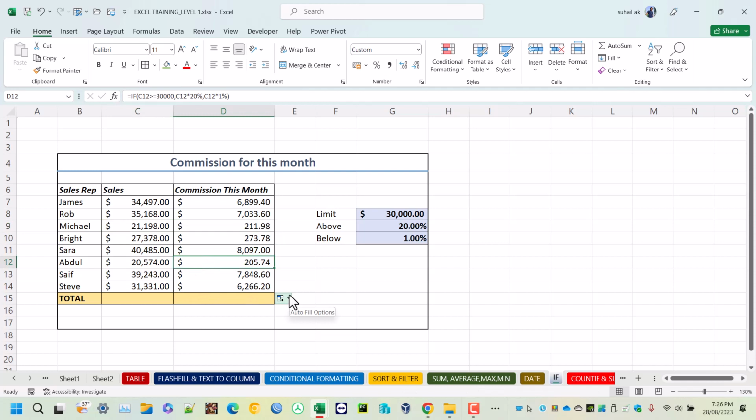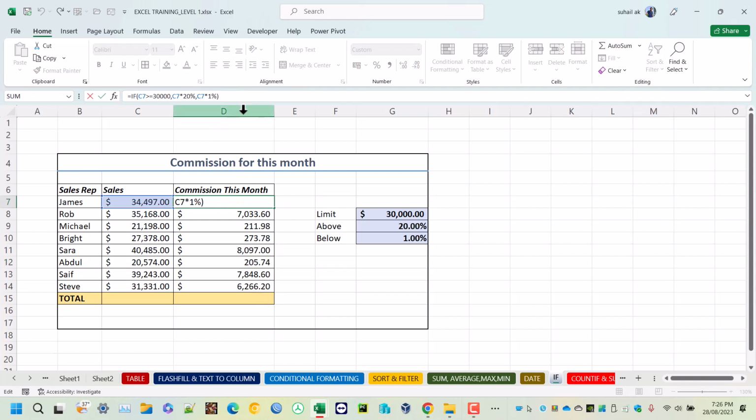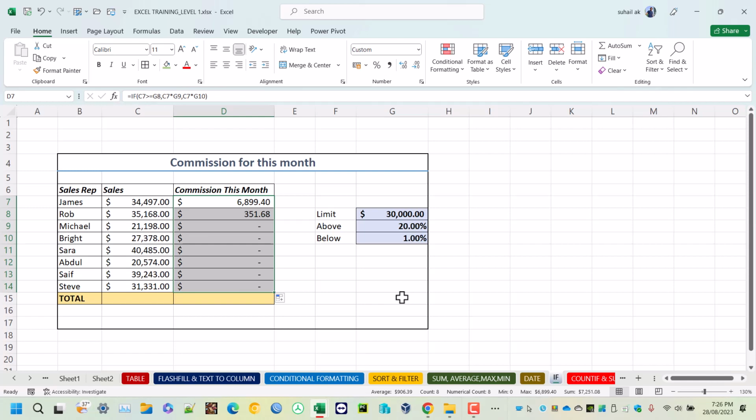This is very easy. The next thing is, instead of writing the numbers, we can pick the cells. Let me go to the very first one and replace 30,000 with this cell, the 20% with the second cell, and the 1% with the 1% cell. And what if I drag all the way down to reflect the formulas in the remaining cells? I'm not getting the right answer.